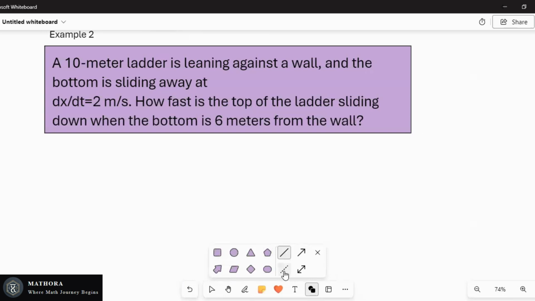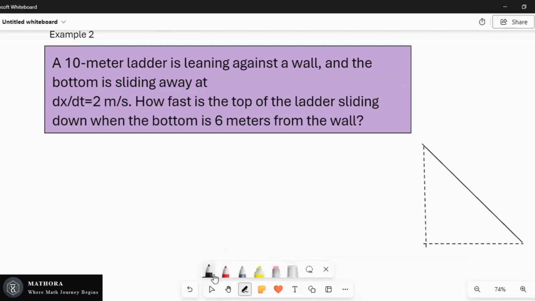okay, this is a wall. I will draw it with dotted lines. This is a wall and this is the ground and this is the ladder. Okay, so let me write like this. This is the wall. This is the ground.